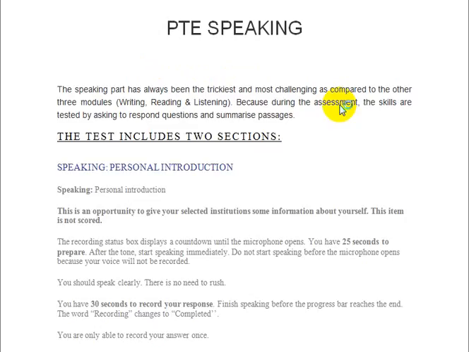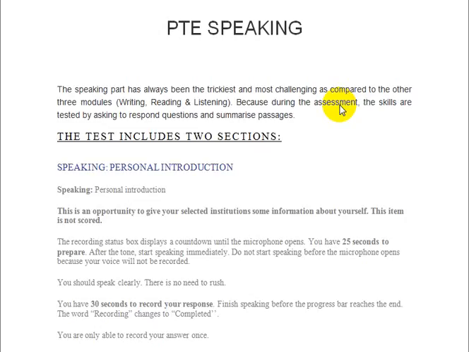One point to be noted here is that the speaking is with the computer. There is no human involvement, unlike other exams like IELTS. So the computer evaluates you completely on your speaking module. It assesses your spoken language skills, so you have to be very careful because it doesn't understand if you stutter or stumble. We need to be very careful and give exactly what is to be responded.